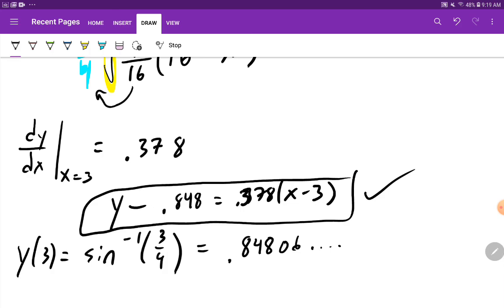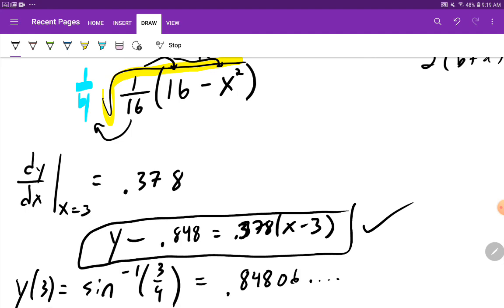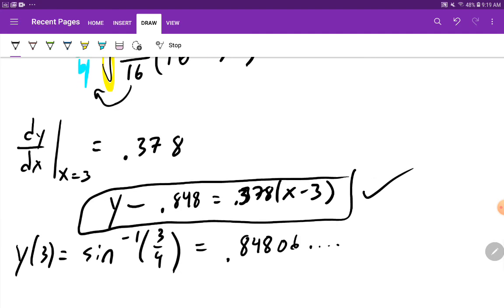All right, so here are 2 examples. One dealing with inverse trig. The other one just talking about implicit functions. Implicitly deriving functions.